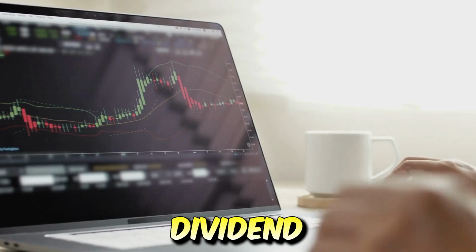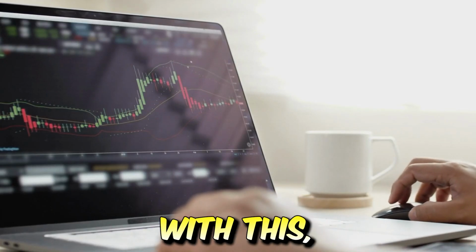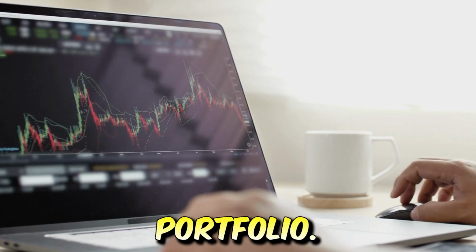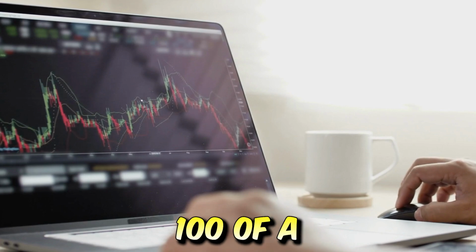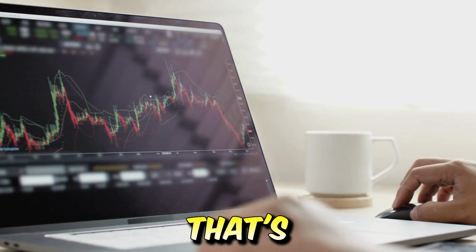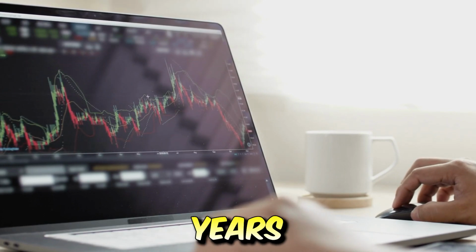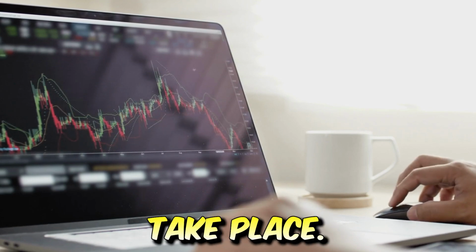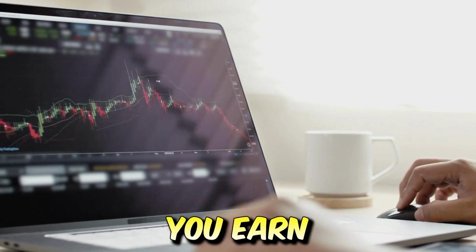Now, the reason that dividend growth is so important is because with this, you can see the snowball effect really take shape in your portfolio. If you own, say, 10, 20, 100 of a stock or ETF that's consistently paying you more and more as the years go on, you are going to start to see the power of compound interest take place. Now, compound interest is the interest you earn on interest.